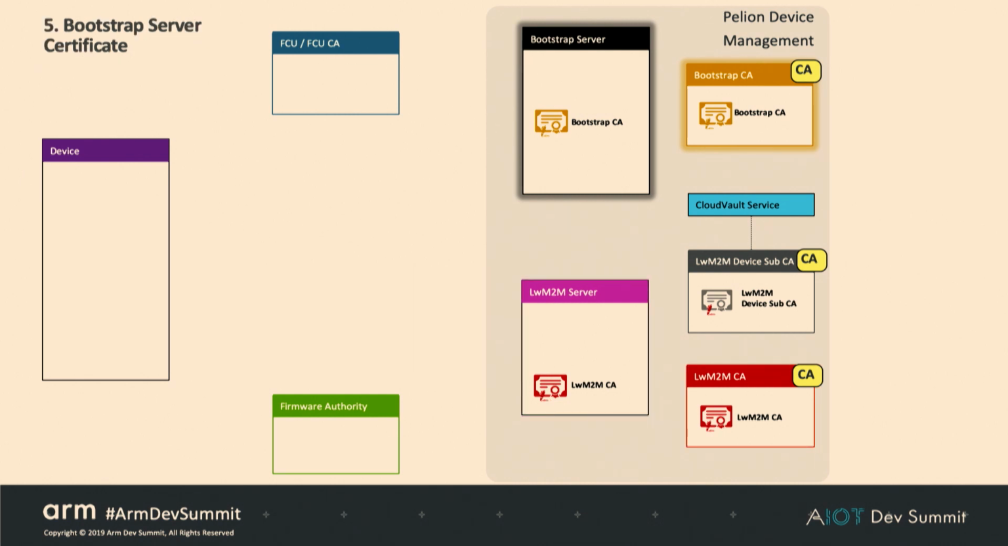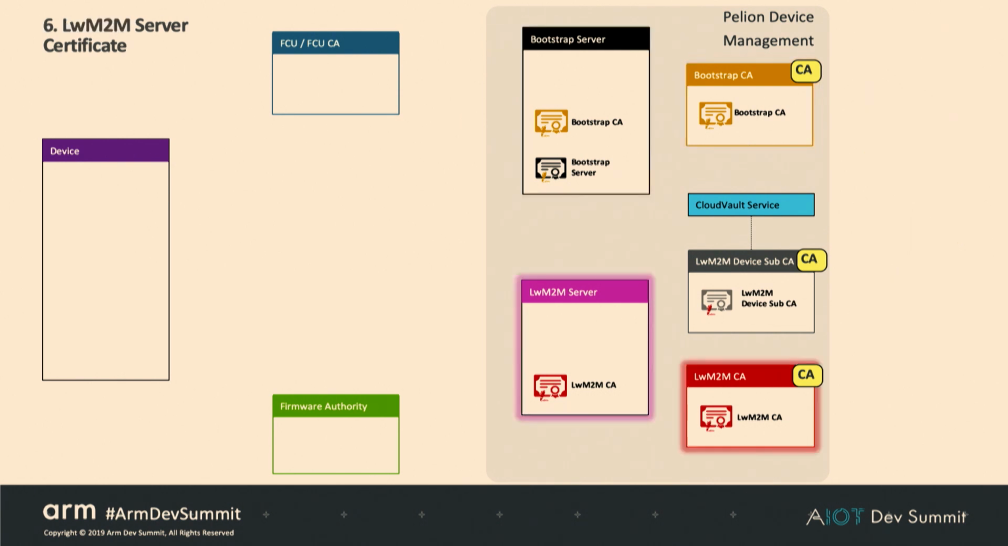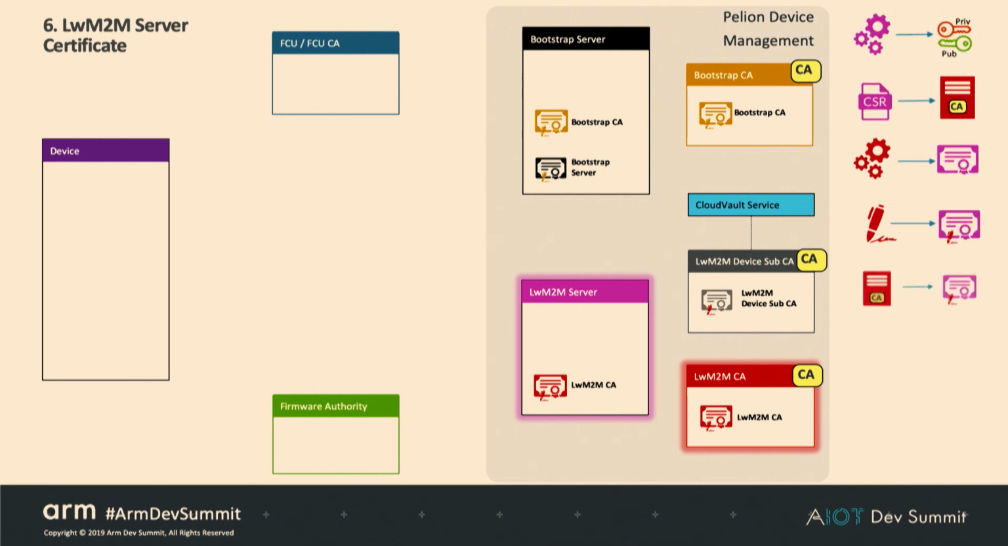The Bootstrap server had to be issued with a certificate. This is just a normal server certificate, and that is coming from the Bootstrap CA. So it's issuing that. So now the Bootstrap server has its own server certificate. It's just like a web server certificate, typically. And we do the same with the lightweight M2M server. So key pair generated and certificate issued. Okay, so this has all been done.